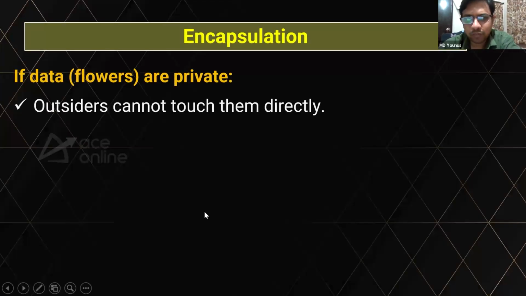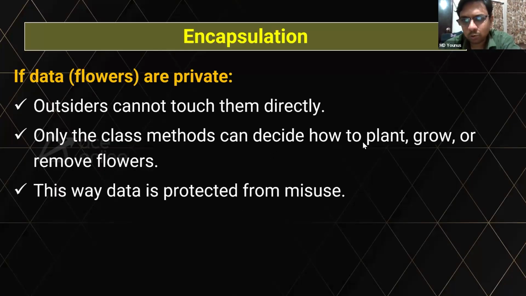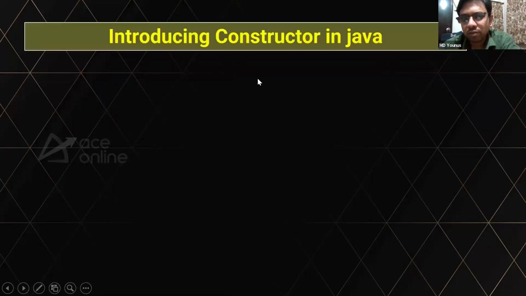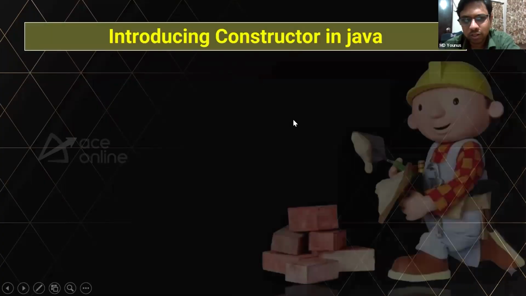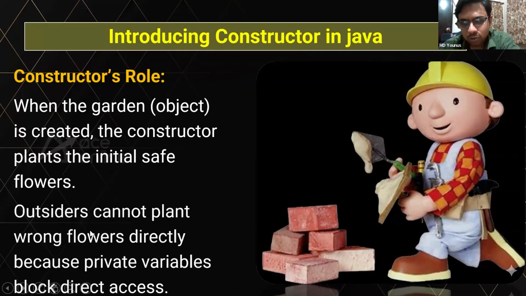Okay. So if data are private, outsiders cannot touch them directly. To conclude, only the class methods can decide how to plant or grow or remove the flowers. This way, data is protected from misuse, but we cannot use it, right? To at least provide the initial data, we will be making use of a constructor. So what is a constructor? The constructor's role is, when the garden or the object is created, the constructor plants the initial safe flowers. Outsiders cannot plant wrong flowers directly because private variables block direct access. So the constructor is responsible because he is a member of the same class.